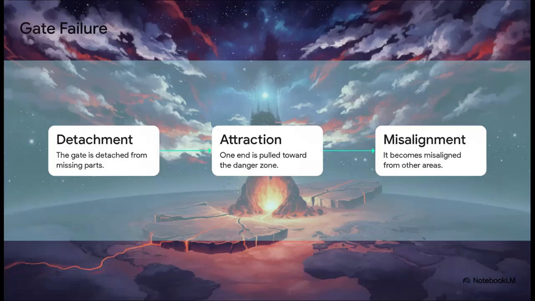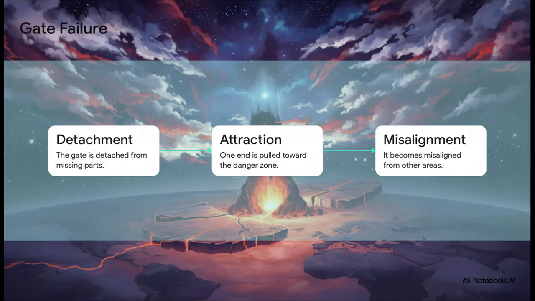Which brings us to Section 5, the damaged gate theory, and the mechanics of fracture. According to this interpretation, our Greenland Gate is actually located in the worst affected region of the entire cosmic map. The author lays out this 3-step mechanical failure for our location. Step 1, our gate is damaged and completely detached from its missing parts or regions. Step 2, because of that attachment, one end of our gate is being actively pulled or attracted toward a so-called danger zone, while the other side is moving away from it. And step 3, this pulling effect causes our gate to become totally misaligned from the rest of the larger unaffected area of the cosmic map.